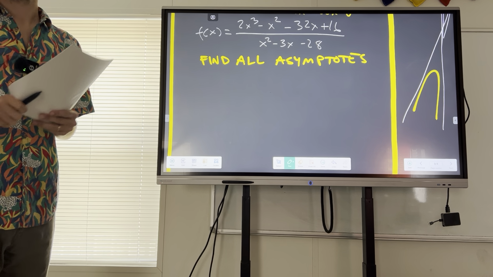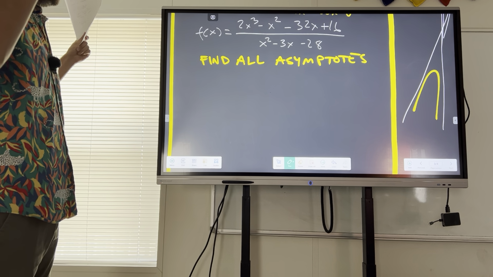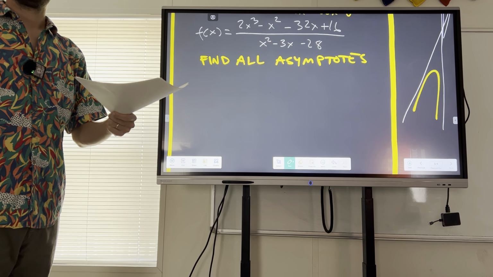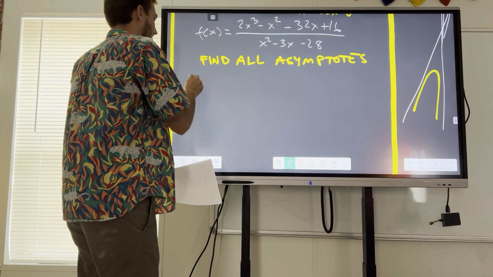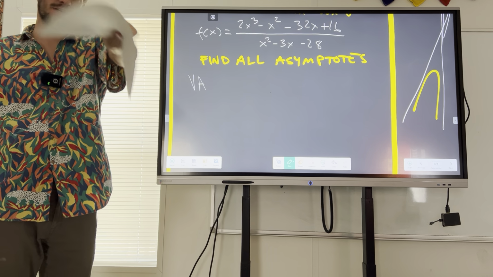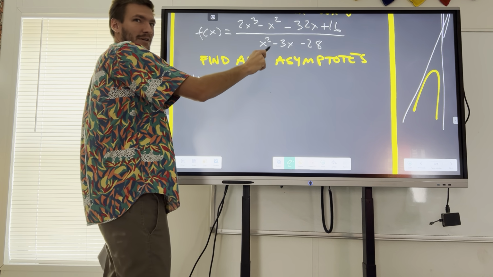Okay, find all asymptotes. Well, that's great. Which type do you want to start with? Vertical, horizontal, oblique? Vertical. And how do we find the vertical asymptote? Bottom equals 0, factor, you're all on the right track. Who can factor the bottom? Everybody. What do you get when you factor the bottom?